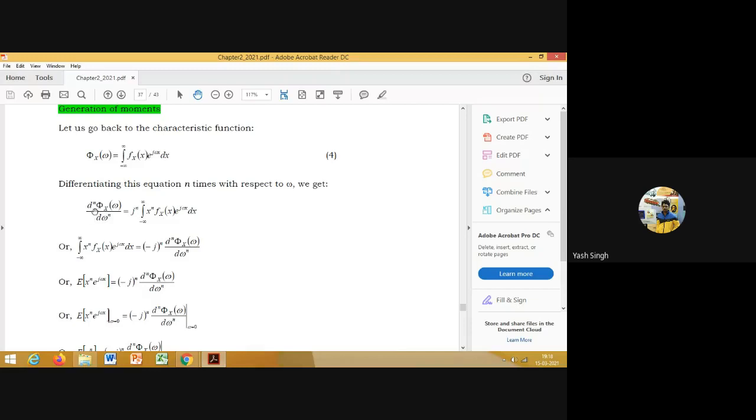Okay. So if we differentiate this, then the left hand side will be d^n phi_x(omega) / d omega^n, right? And on the right hand side, out of the integration sign, we'll get j to the power n terms, and within the integration sign, from minus infinity to infinity, this x will come over here: x to the power n, f(x) e to the power j omega x dx. Is this expression correct?